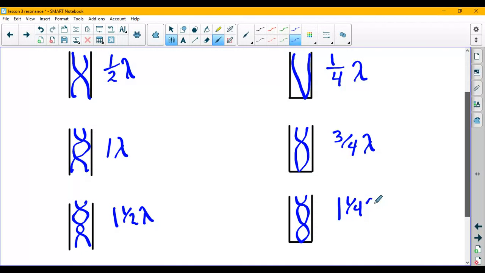You can probably guess what the next patterns are. This was a half, then 1, then 1.5, obviously 2. This would be a half, 3/4, 1.25, 1.75, etc. So those are the patterns that you should see.